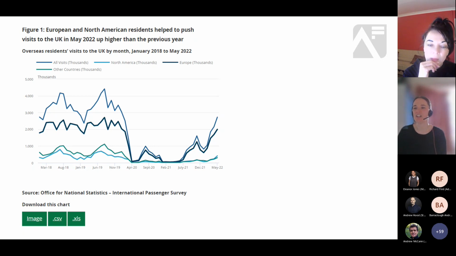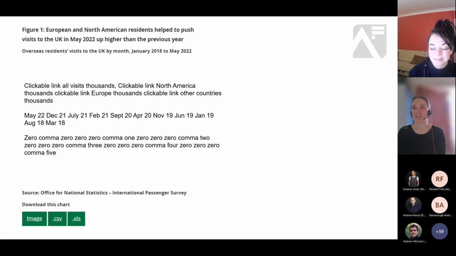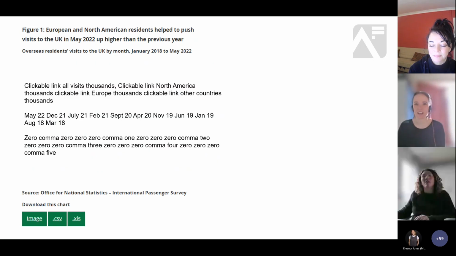But if I was a screen reader user, I would get something a bit different. If you can close your eyes, I can't tell if you're doing it, only Rachel, you're the only one I can tell is doing it. If you close your eyes and you're using screen reader software to access that information, then you would hear: Figure 1, European and North American residents helped to push visits to the UK May 2022 up higher than the previous year.